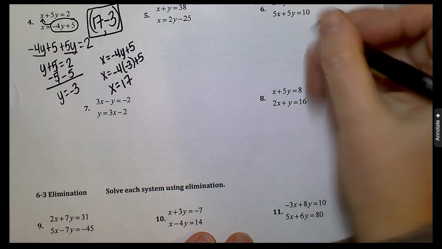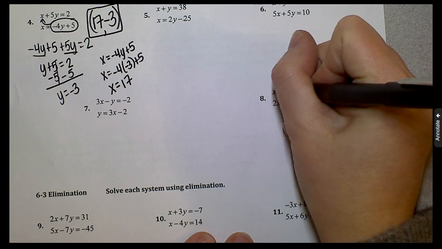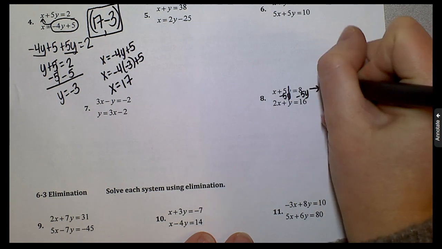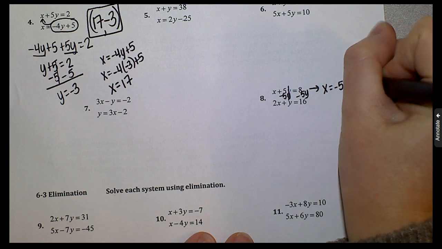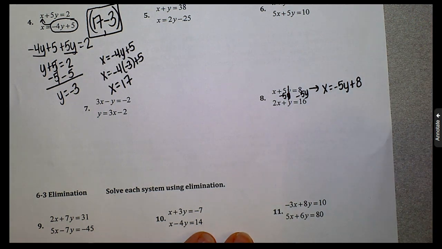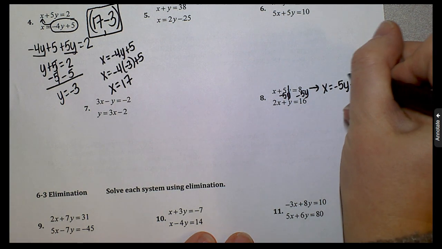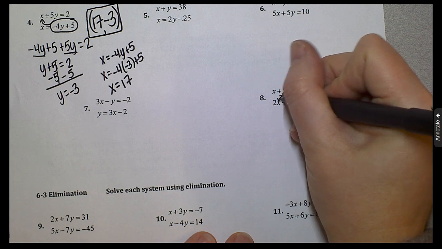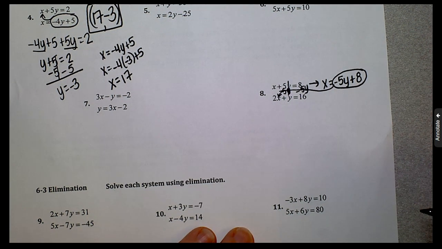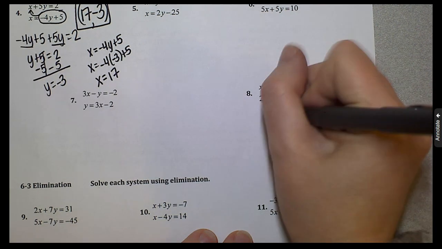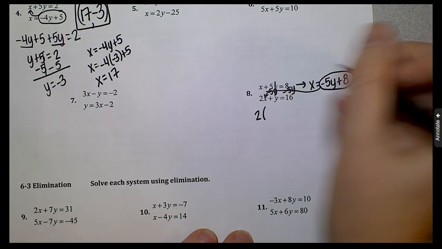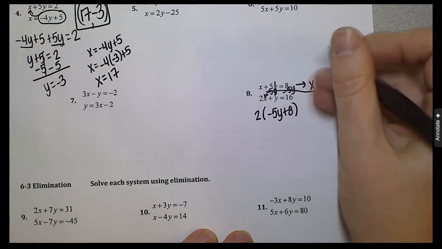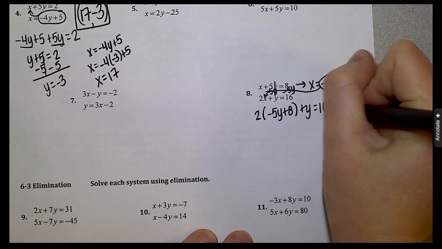It doesn't matter. So I'm going to rearrange this first one for x. When I see rearrange, just get x by itself. We've done that a million times this year. x is going to equal negative 5y plus 8. So in order to do the setup, you might have to move things around. Now I'm going to take this, and where I see x down here, I'm going to replace it. So we have 2, x gets replaced with negative 5y plus 8, and after that we have plus y equals 16.